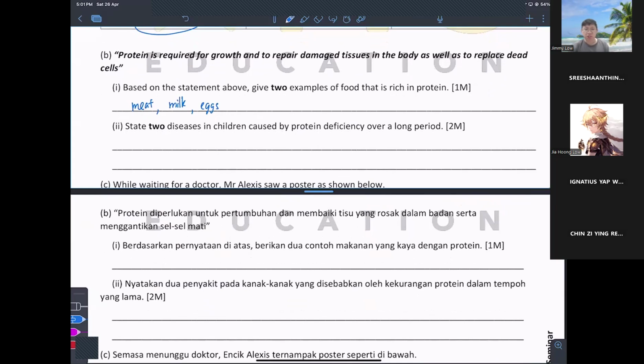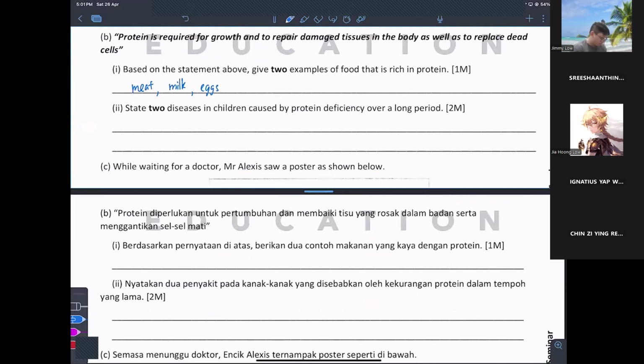State 2 diseases in children caused by protein deficiency over a long period. So this one you mentioned before in the notes, but it doesn't appear in your short notes, unfortunately. Okay, just to recap, this one is actually very important. Very famous in the question, called kwashiorkor. BM as well, same spelling as kwashiorkor, means the baby or the children, the kids. Okay, they are going to appear with a big tummy, but their hands and legs are very skinny, because they lack protein. Okay, the other possibility is what? Stunted growth.